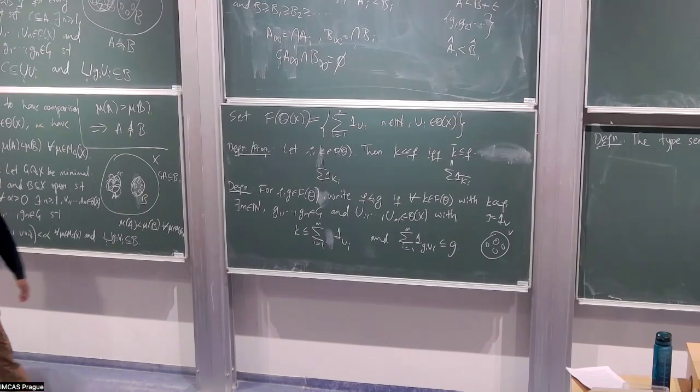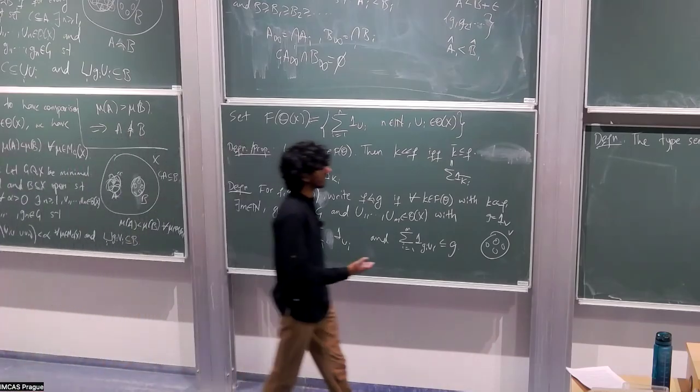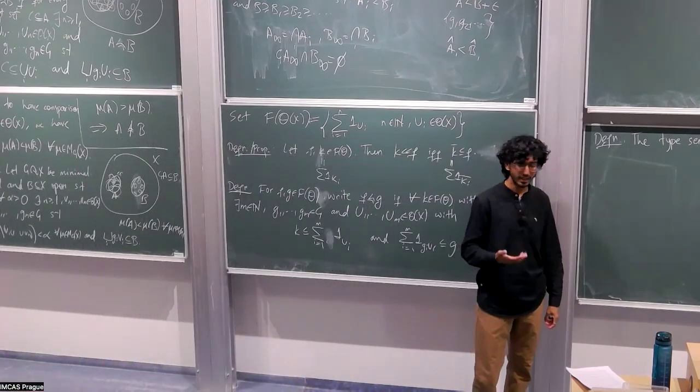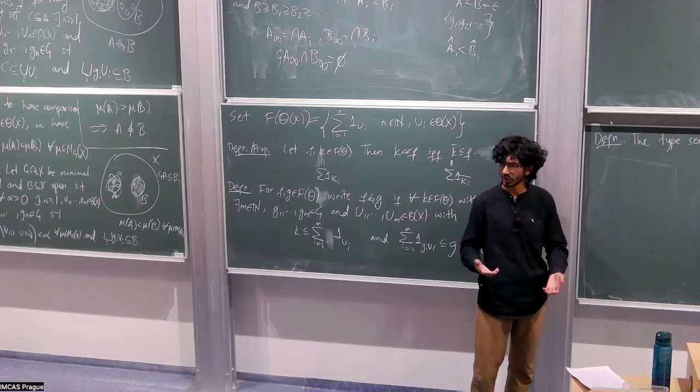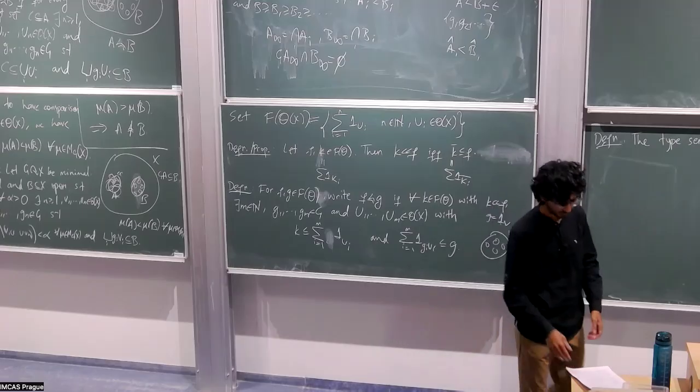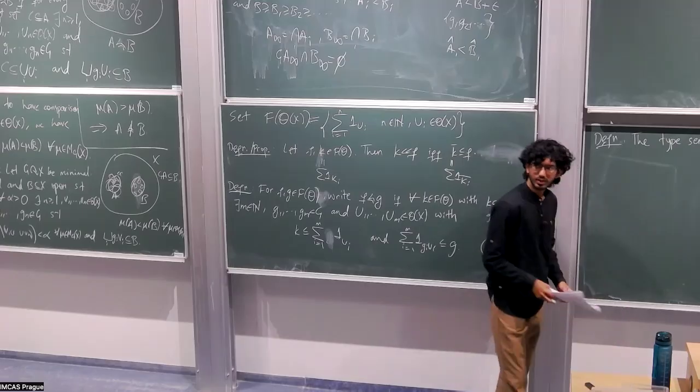semigroup. And the result is that a system has comparison if and only if the associated type semigroup is almost unperforated. I'll define what this means. Any questions so far?